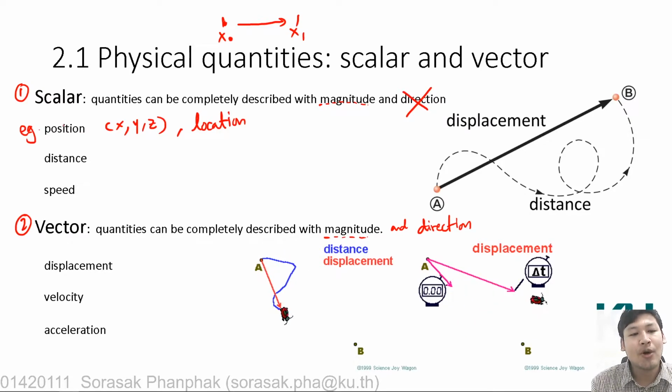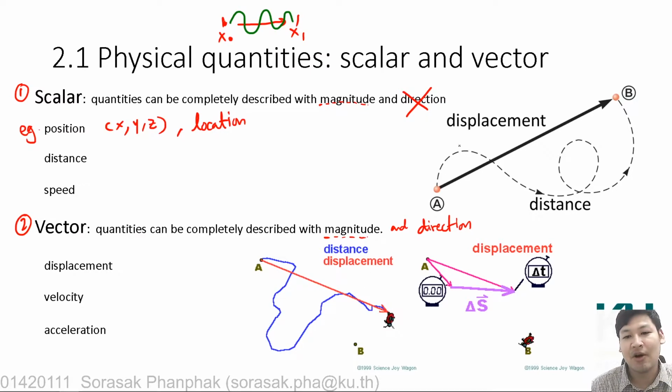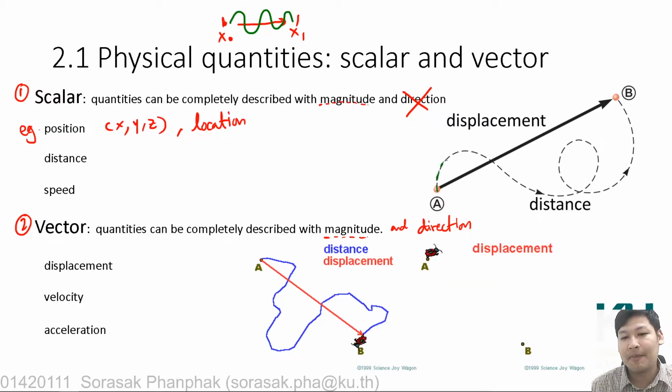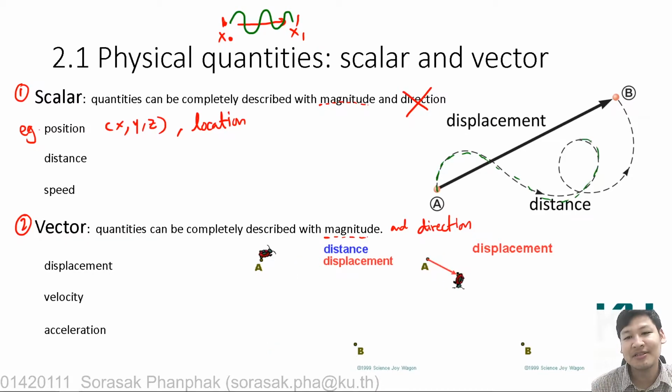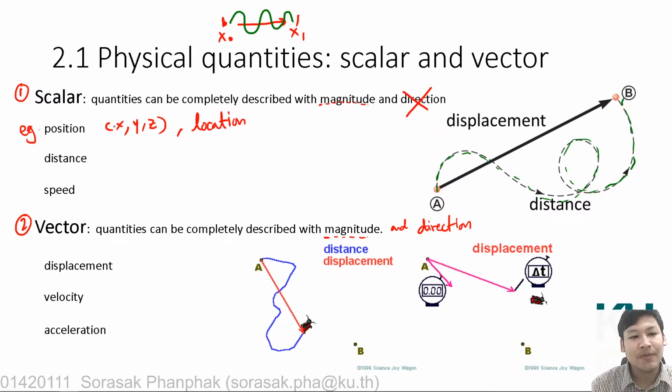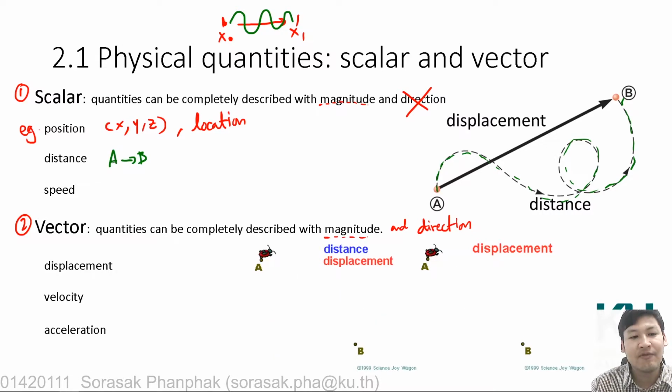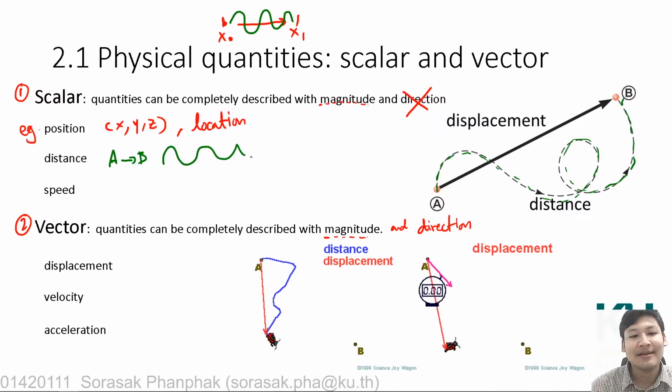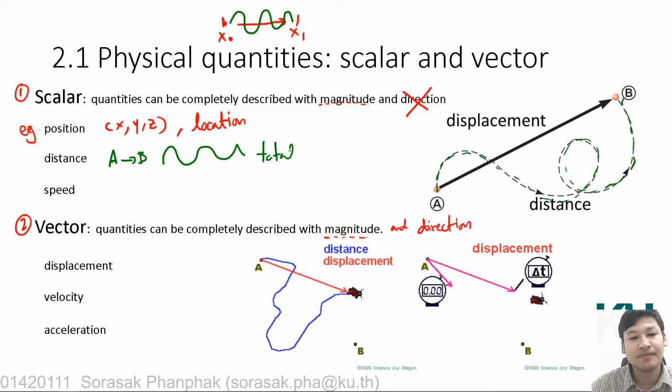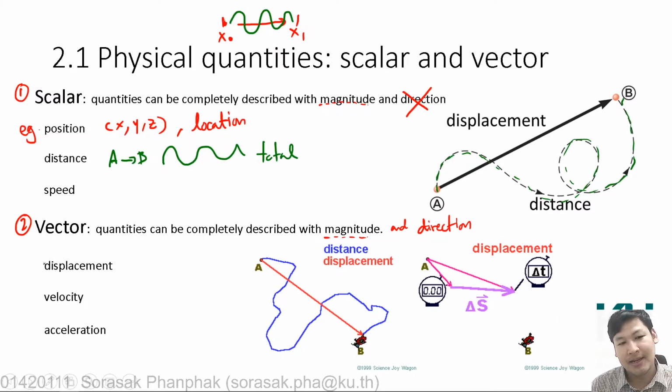Not only position, when you move through the position, or when you are moving along the path, we call this the distance. Distance is the total path that you move from point A to point B. So when you start moving from point A to point B and you create the path, the total path is the distance. So you have to count it as a total, right? You will see how distance is different from displacement later.